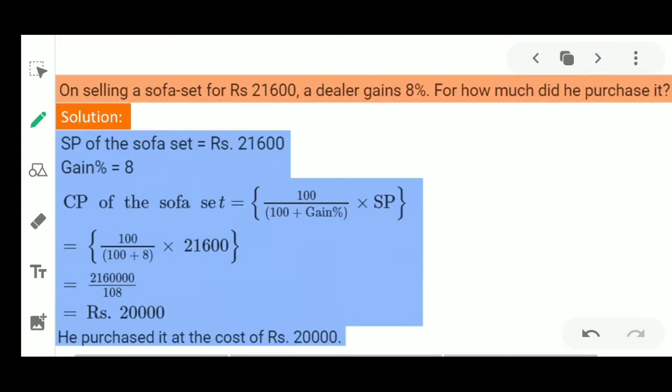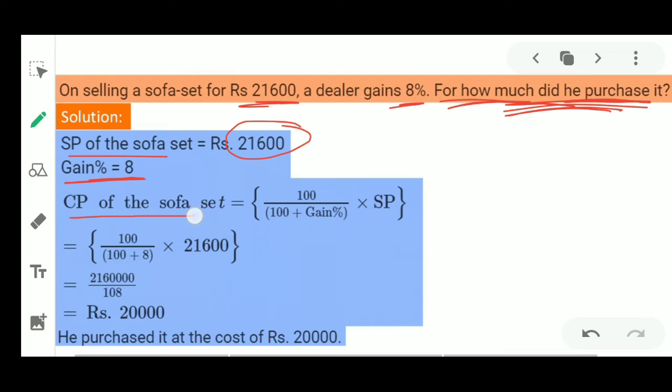Next example: on selling a sofa set for 21,600, a dealer gains 8%. For how much did he purchase it? So selling price of the sofa set equals 21,600, that is given in the question, and gain percent is also given, that is 8. Now, for how much did he purchase it? It means it asks about the cost price of the sofa set.